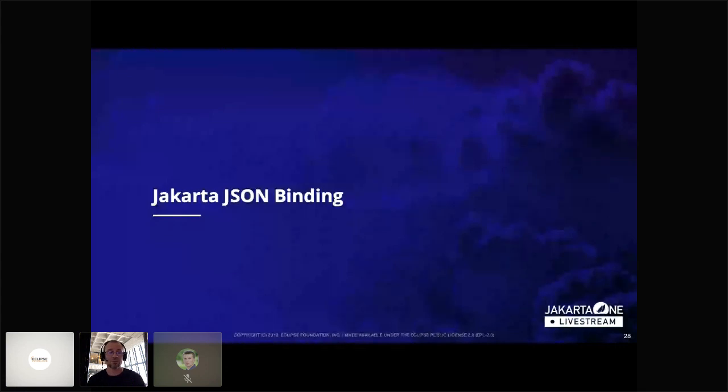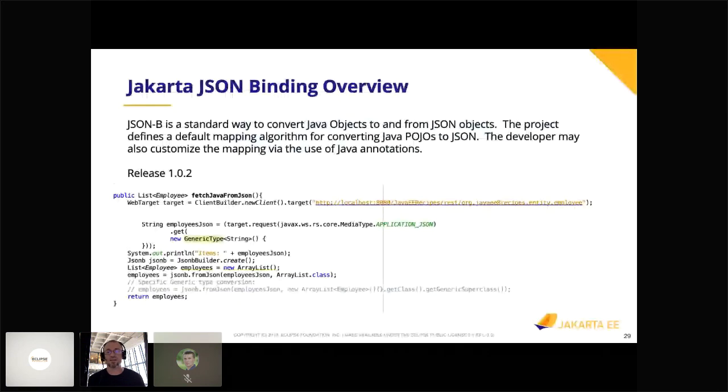Jakarta JSON binding, or JSON-B, was brand new in Java EE 8, and so this is a bigger release, and I will mention a little bit more about it. It's a standard way to convert Java objects to and from JSON objects. This project defines a default mapping algorithm for converting Java POJOs to JSON. The developer may also customize mapping via the use of different Java annotations. And this, as I mentioned, was a new release. And so service release 1.0.2 is part of Jakarta EE 8.